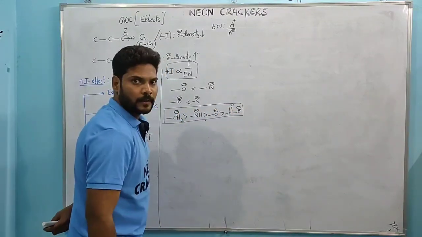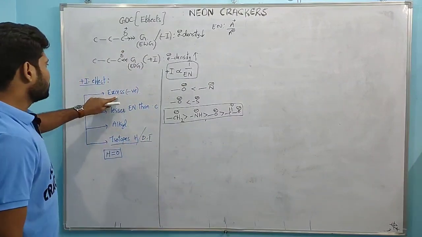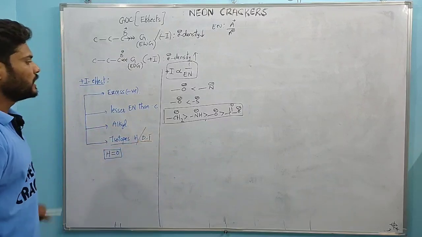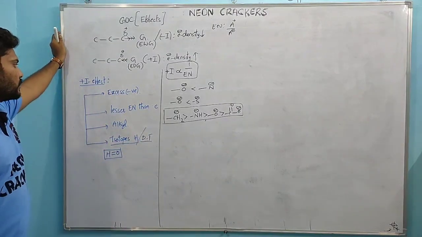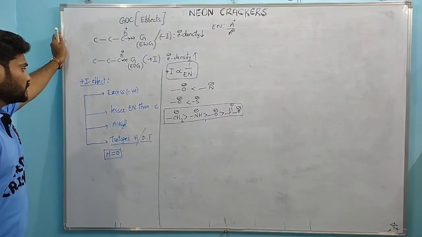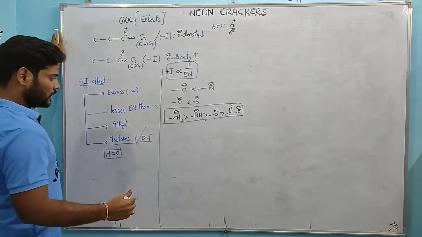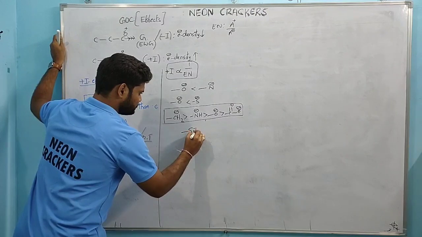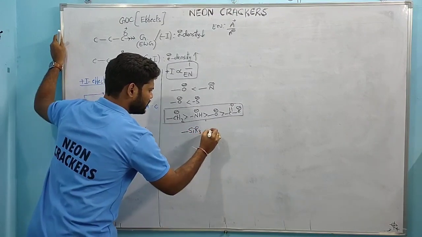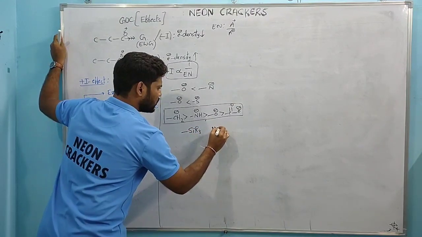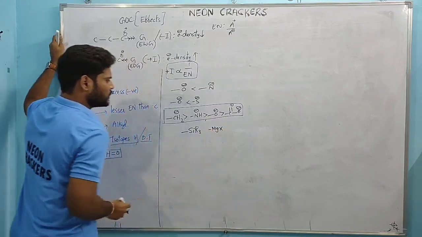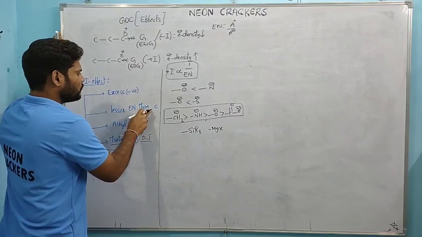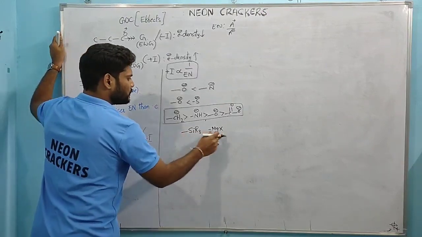So this is the overall order of the excess negative charge. One trend is over. First one was excess negative charge. Second one is lesser electronegative than carbon. So what are the molecules? SiR3 and MgR or MgX. These silicon and magnesium are lower electronegative than carbon, so these show plus I effect.